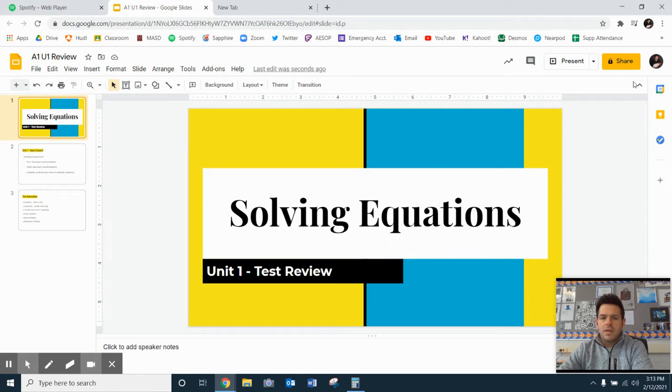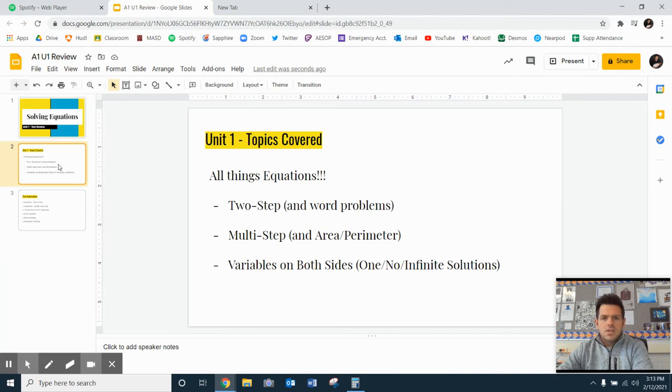We're talking about the upcoming test for Unit 1 on solving equations. I just really quickly want to go over some of the information on that. So here, we just want to make sure we talk about the topics covered. Obviously, we've been reviewing, hopefully a little bit of a review, things about equations.